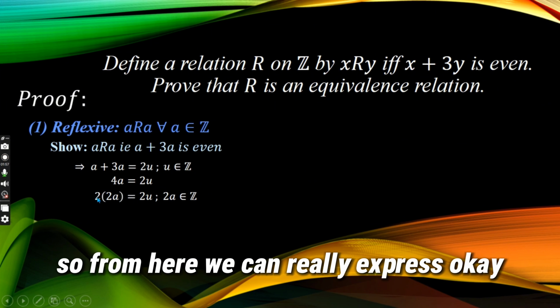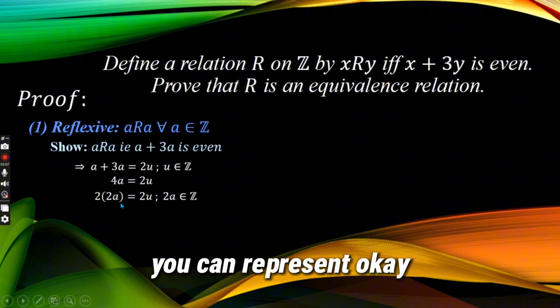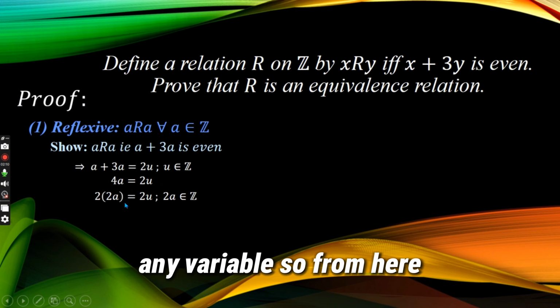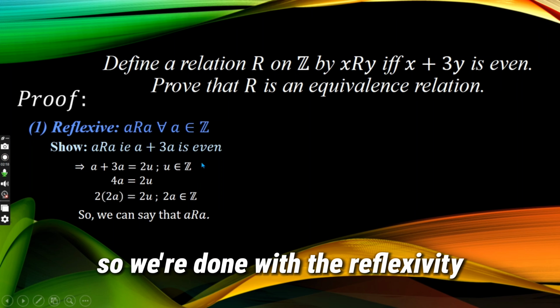So from here, we can really express this with a factor of 2, and the other factor can represent any variable. So from here, we can say that a is related to a. So we're done with reflexivity.